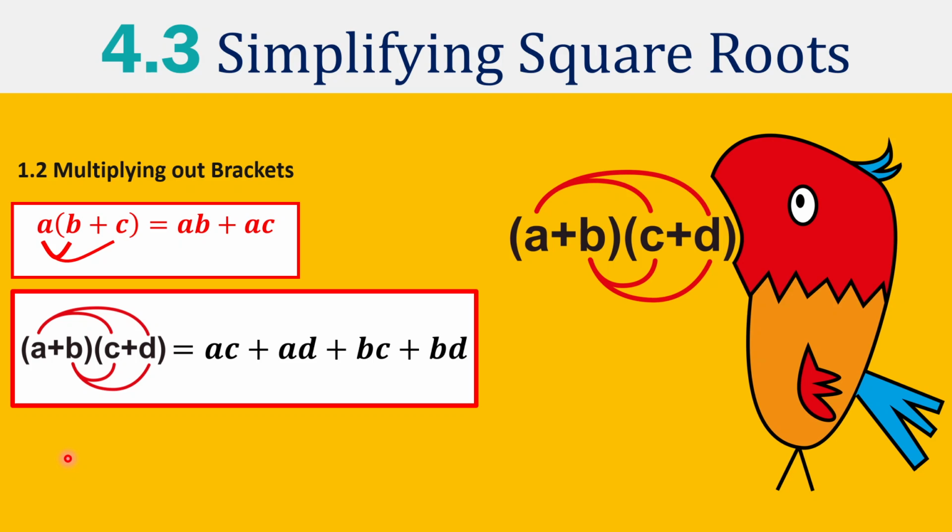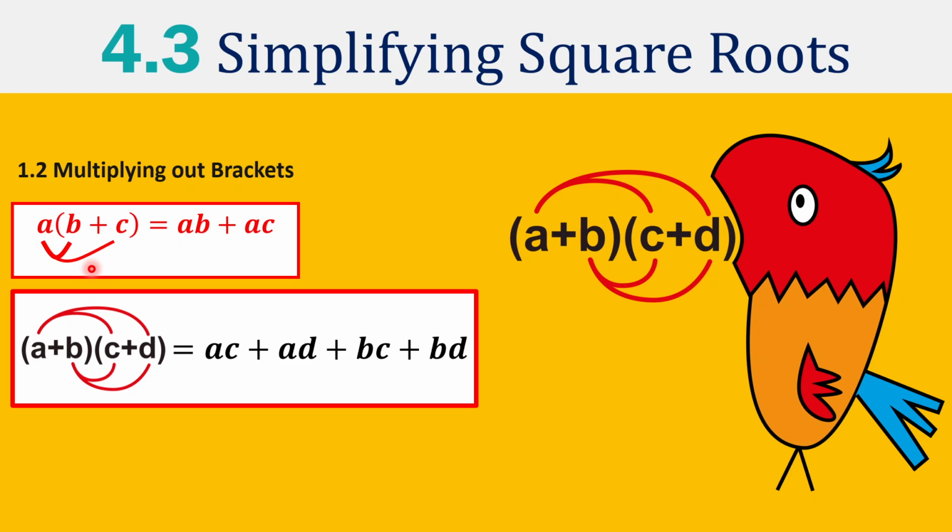Hello everyone, to the last theory bit of 4.3, simplifying square roots. In this part we're going to combine our knowledge of multiplying out the brackets, which we discussed in chapter 1, with the knowledge of square roots. So I'm very quickly going to rehearse what we know.